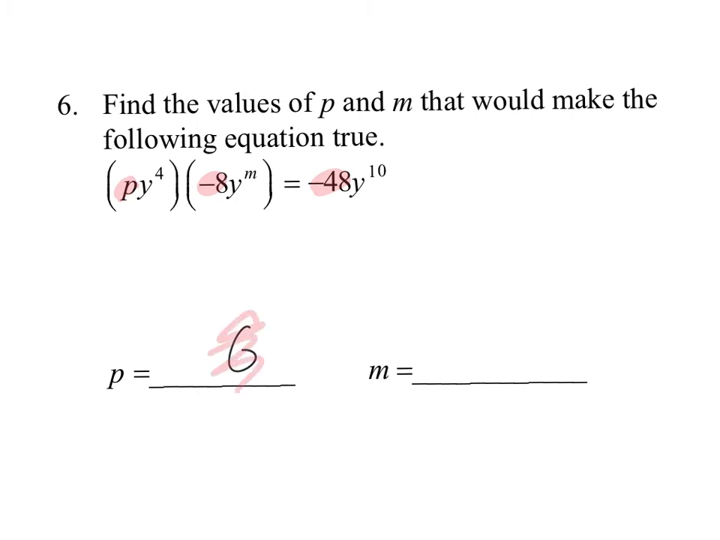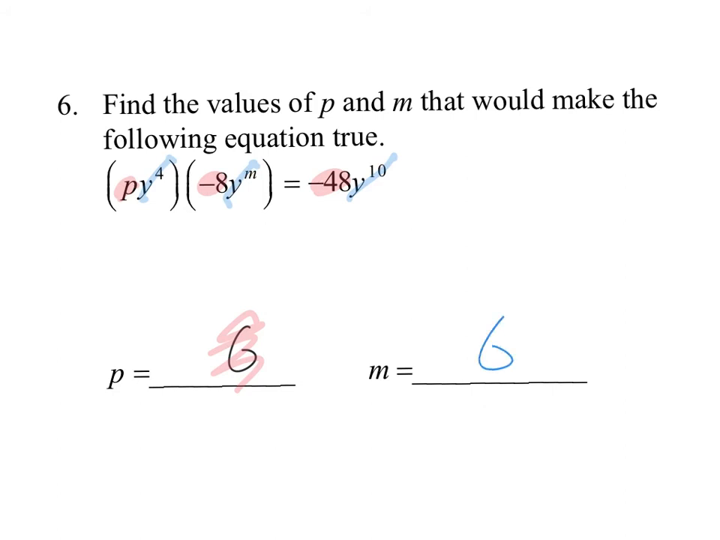Right? Now let's look at the y's. What I'm saying is y to the 4th times y to the, who knows, the m, the unknown amount, ends up being y to the 10th. Basically, I have 4 y's being multiplied together here, an unknown amount of y's being multiplied together here, and I end up with 10 y's being multiplied together. Well, doesn't that mean I need 6 more y's? So the answer here is 6.